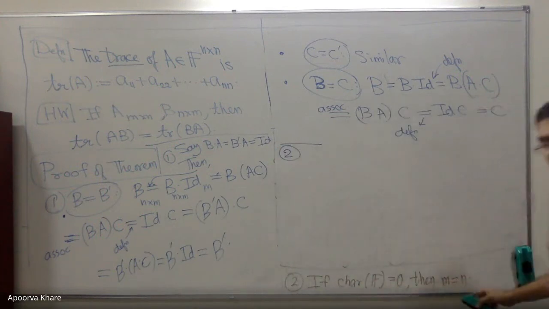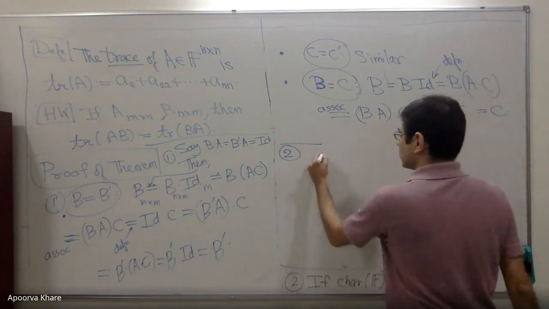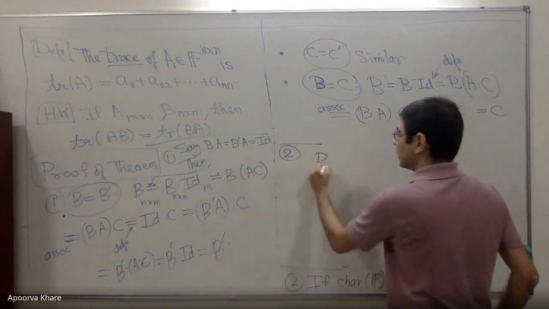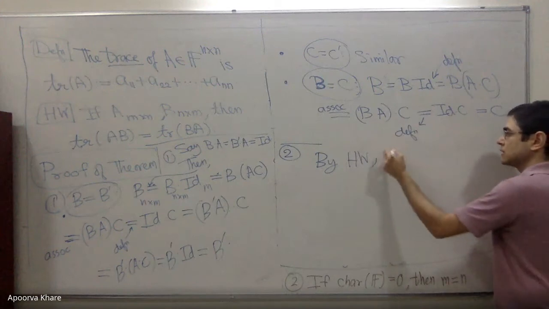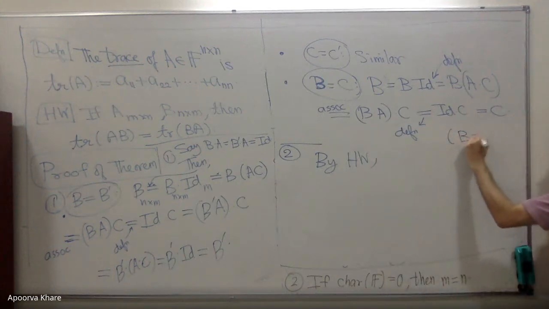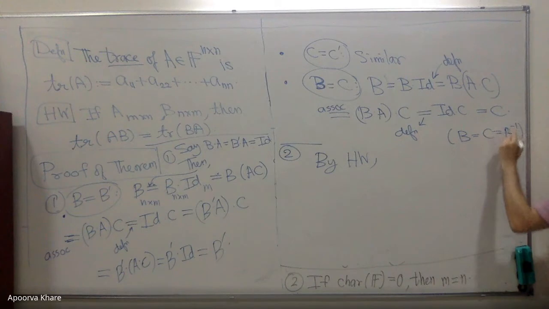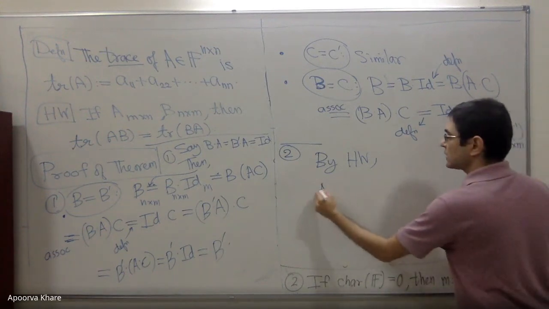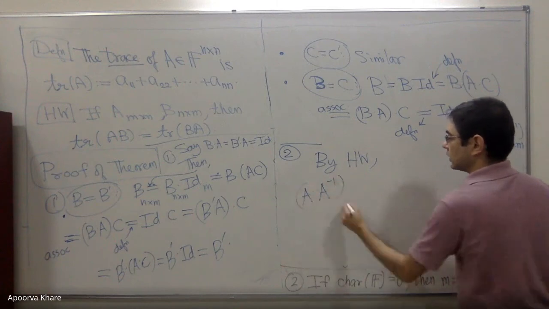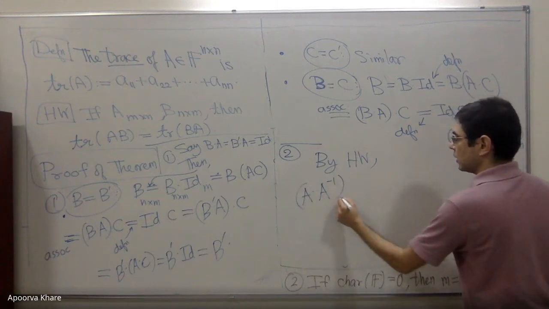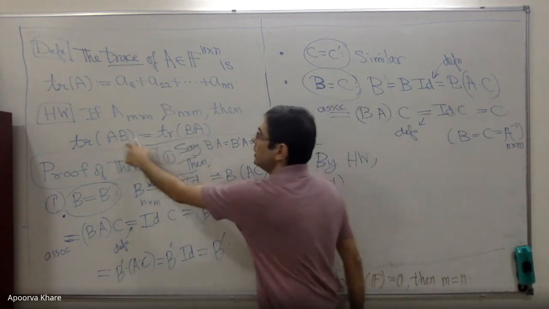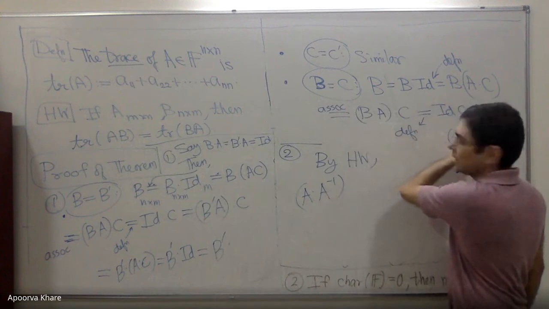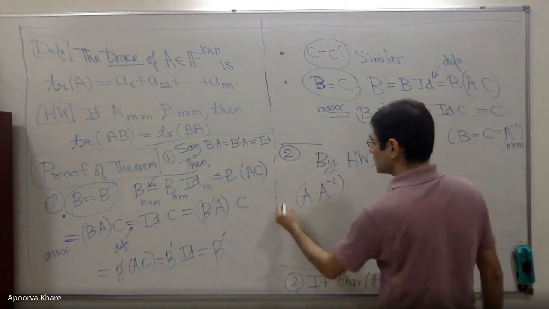Why is M equal to N? Well, let's write this down. So by the homework, because B equals C, right? So B equals C equals A inverse. And this is N cross N. Let's multiply. So A times A inverse. I want to say the trace of two matrices are equal, right? So let's put B to be A inverse. Right? B is anyway A inverse. The trace of A times A inverse.